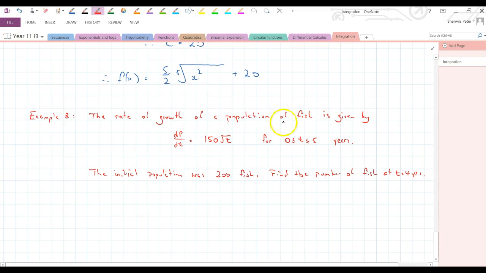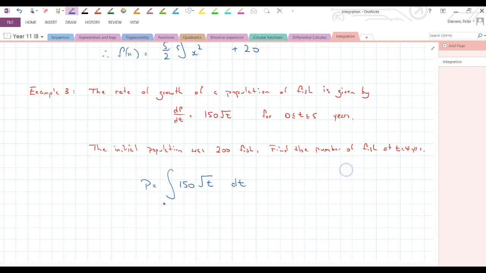The rate of growth of a population of fish is given by dP/dT, P is population, rate of change of population with respect to time, 150 root T from 0 to 5 years. The initial population was 200 fish. Find the number of fish after 4 years. Okay, so we've got dP/dT equals that. I want P, so P is going to equal the integral of 150 root T with respect to T. So that's my track back. Here's my derivative. Here's my integrate the derivative, get back to P.